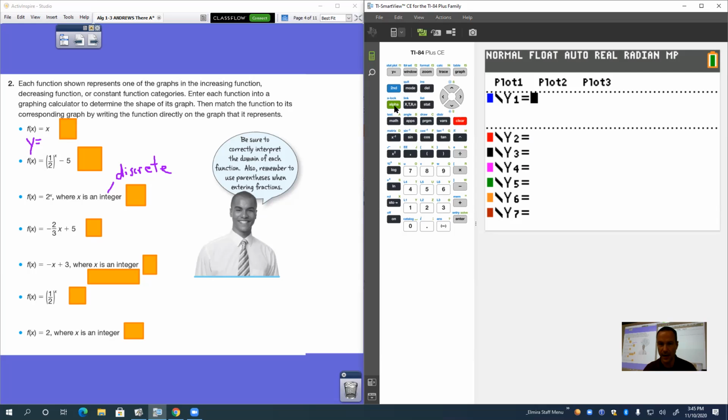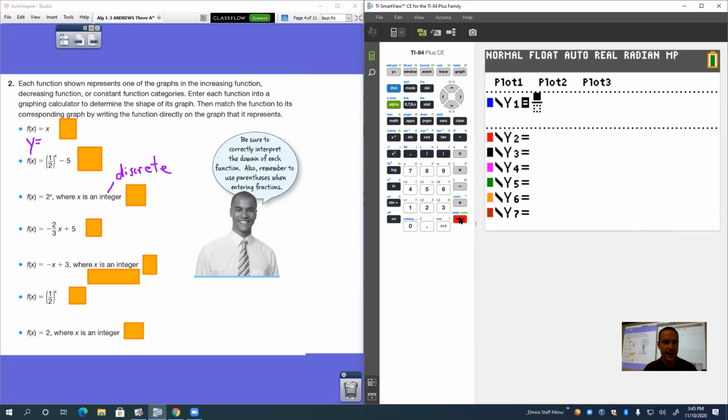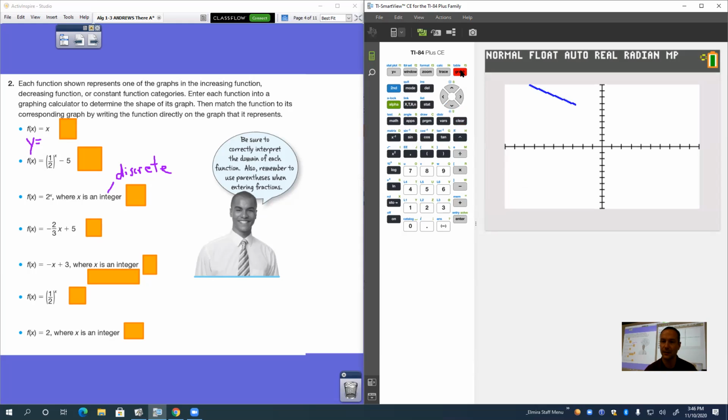Or the easiest way is to do alpha y equals. We want number 1, numerator over denominator, and then type in our -2. Our negative sign is at the bottom, -2. Use your arrow pad and go down to the 3. Tab over and put your x. So we get -2/3 x plus 5. When we go to graph that, it looks like this. It's a straight line that decreases.